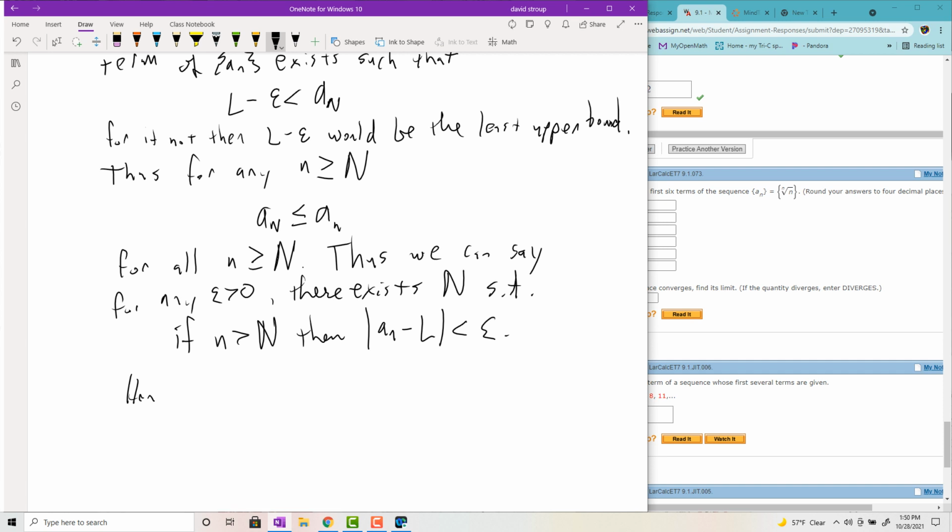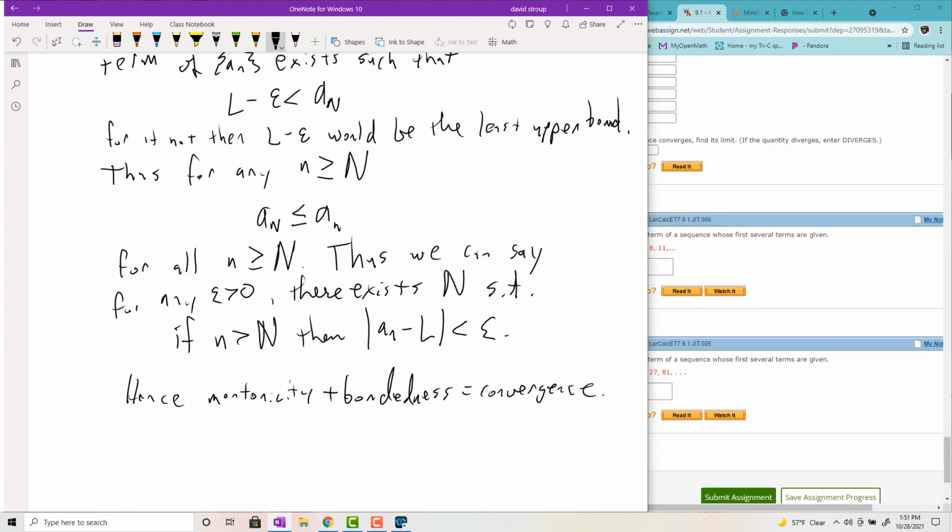So hence, monotonicity plus boundedness equals convergence, and that's it. Okay, a lot of work there.